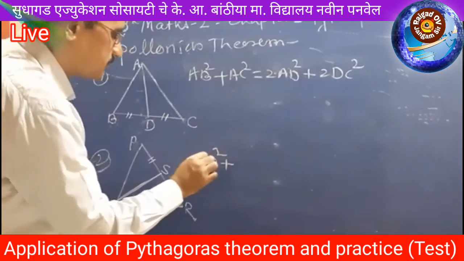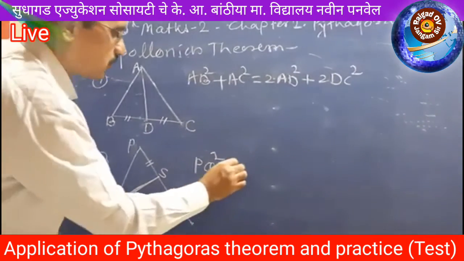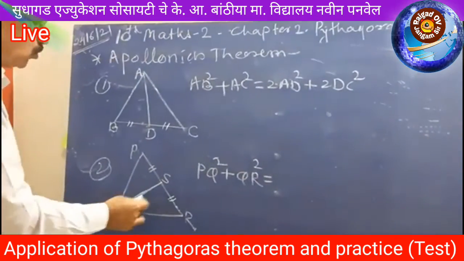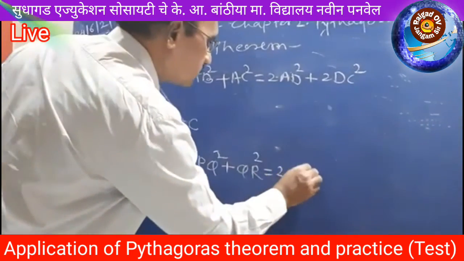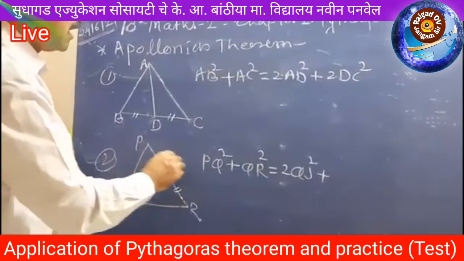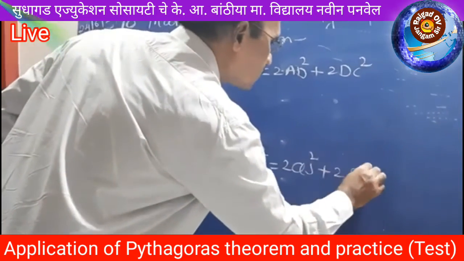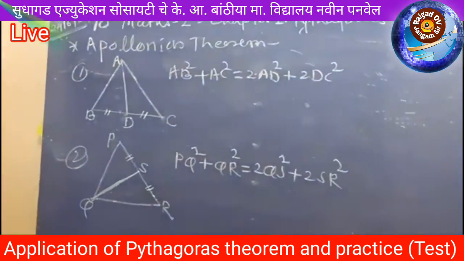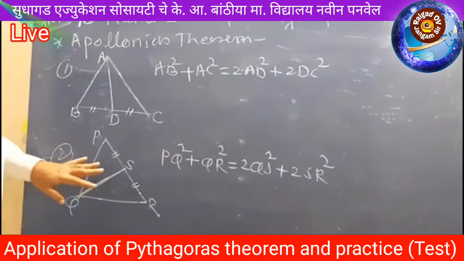PQ square plus QR square is equal to 2 QS square plus 2 PS or SR square. This is the formula of Apollonius theorem on this figure.